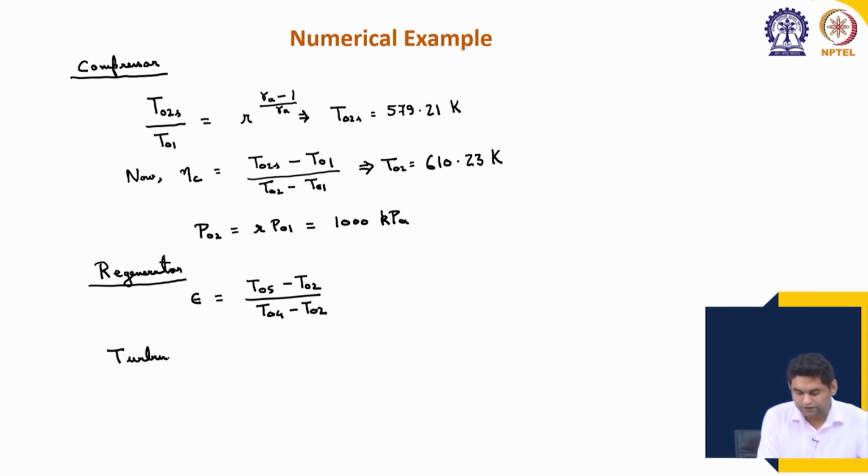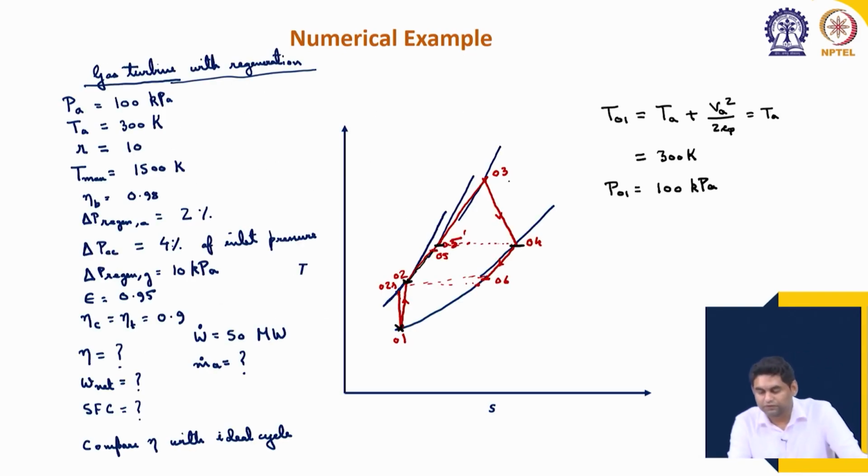You can see everything is interconnected in this problem. So, we have to be careful, we have to analyze and find the correct sequence in which we should proceed, otherwise you will get stuck. For the turbine, we are analyzing to get the value of T04. First we will get the value of T04s, which is the ideal process, somewhere around here, 04s.